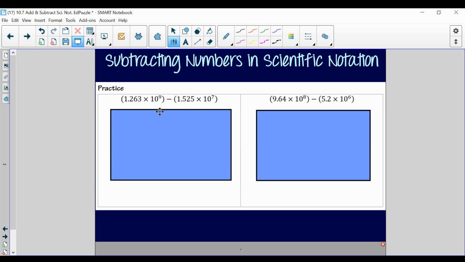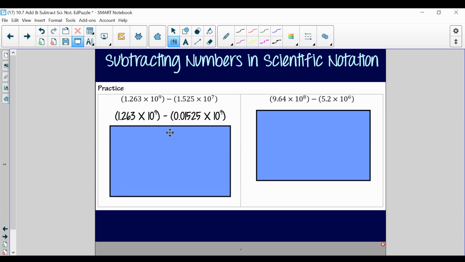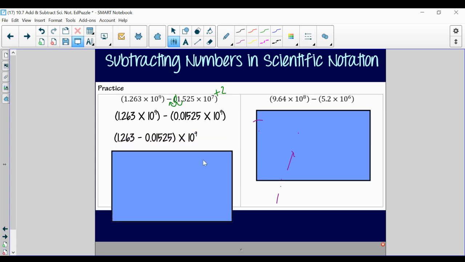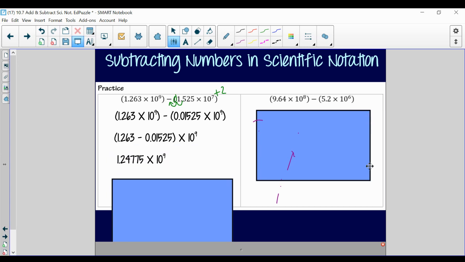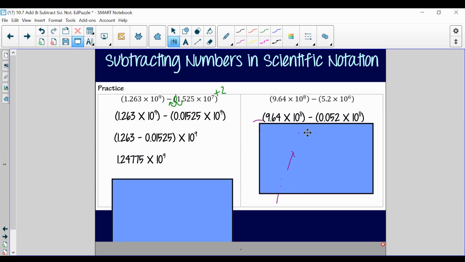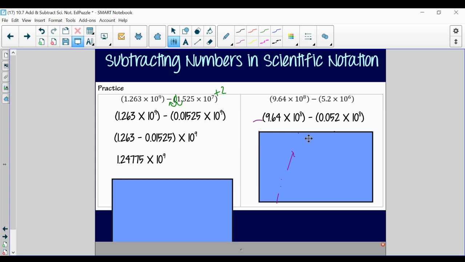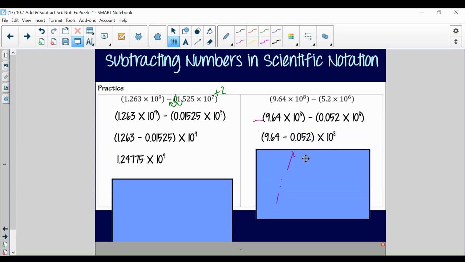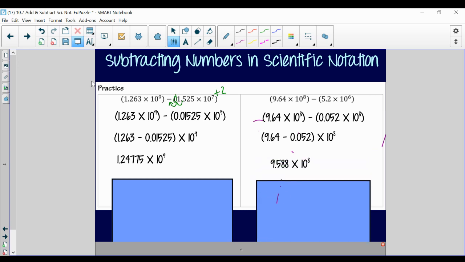All right, here's 2 practice problems. Work through those. I went to the power of 9, so I had to move this 2 place values to the left, which is dividing by 100, which would add a 2 to the power of 10. And then we can subtract, and we are in scientific notation. Here, I also went up to a larger power of 8, and we subtract, and we are already in scientific notation.